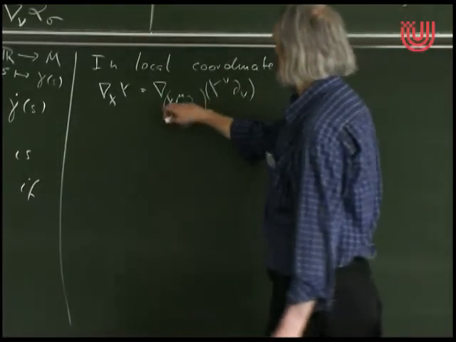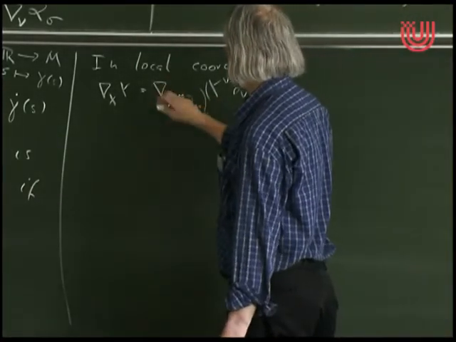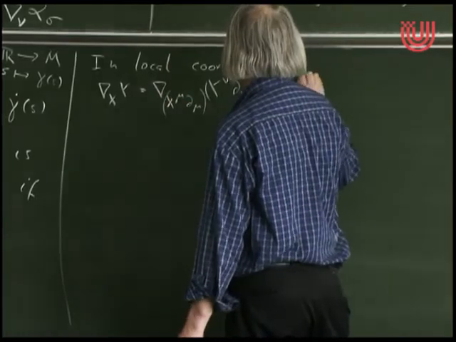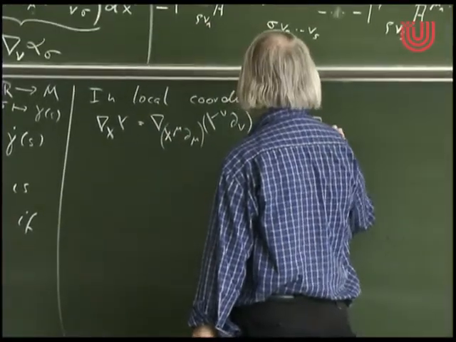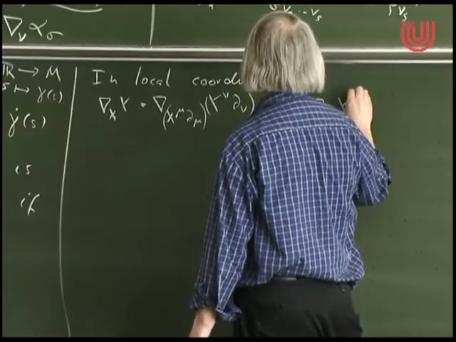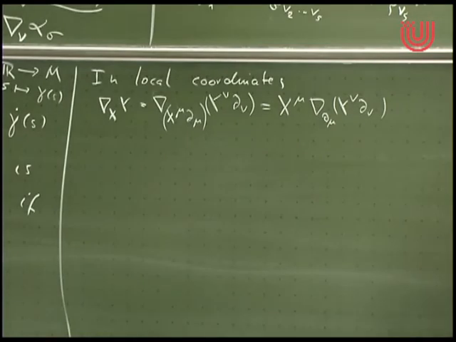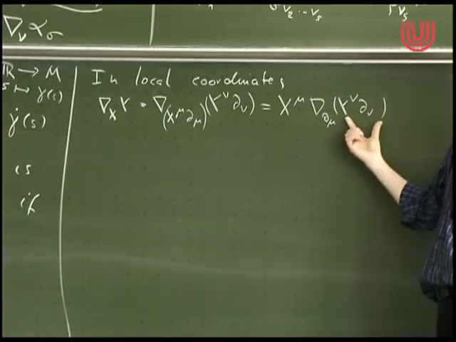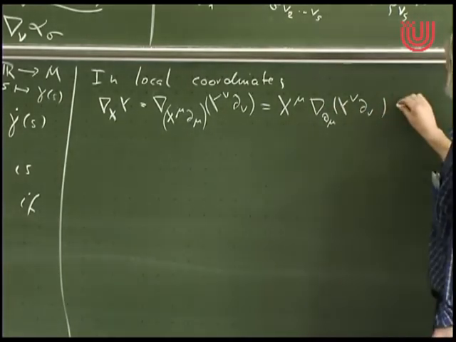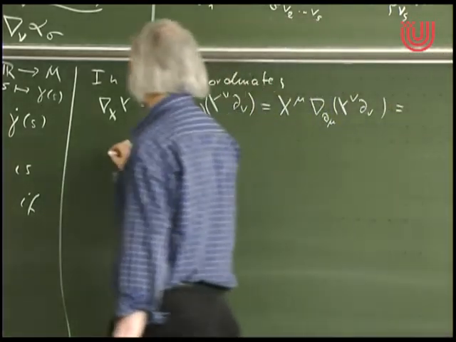Well, in this slot, the thing is linear, so I can just take the x^μ out of the slot. So x^μ y^ν d_ν. Okay? But in the other slot, I have the product rule. Yeah? So in this slot, it is not linear. So here I have to use the product rule.